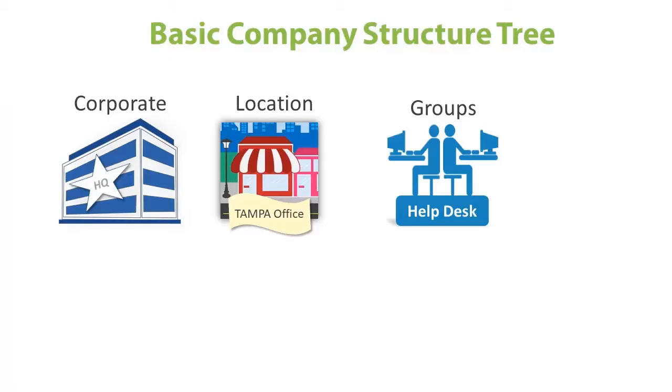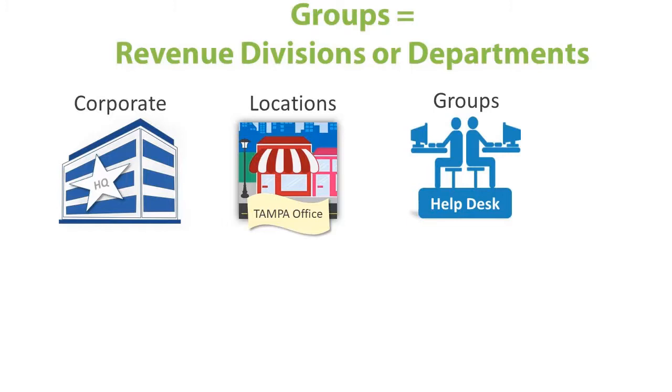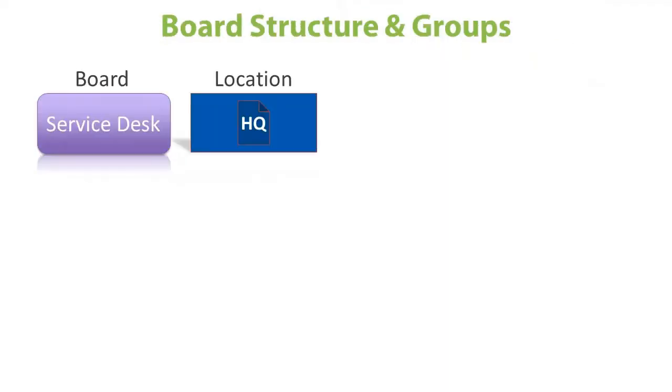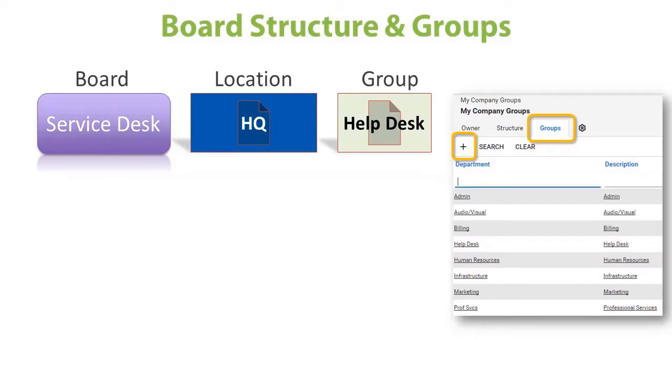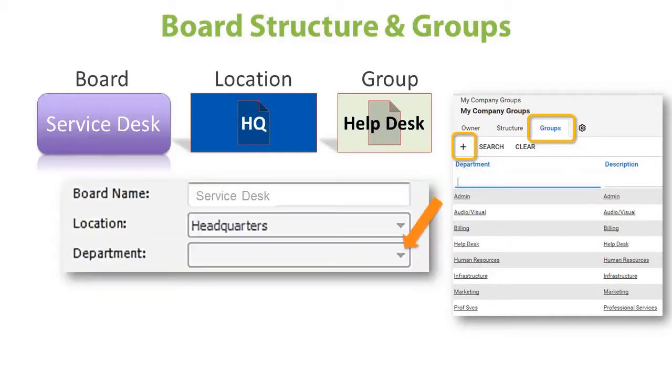We mentioned that groups or departments is also required in your basic company structure tree. A group is listed as a department in ConnectWise Manage and can represent revenue divisions and operational departments such as help desk, sales, and training. For example, we have a service desk board aligned to 1 location, headquarters, and now we want to add the group, help desk, to the board. Under the Groups tab of the My Company screen, create a new group with the new item plus sign. Once the group is set up and aligned to your location, you will see the group and the department dropdown on the service board setup.